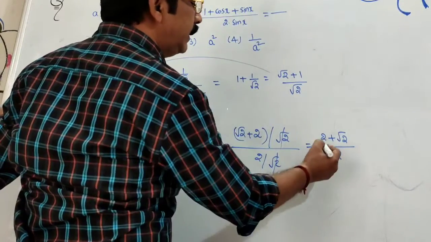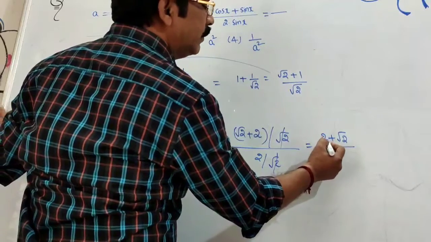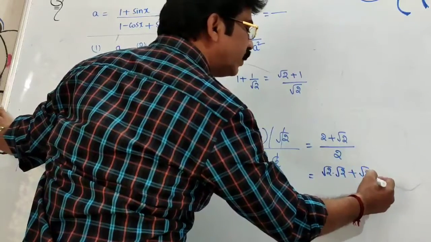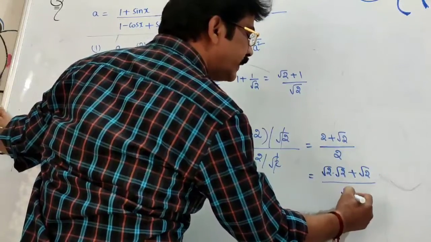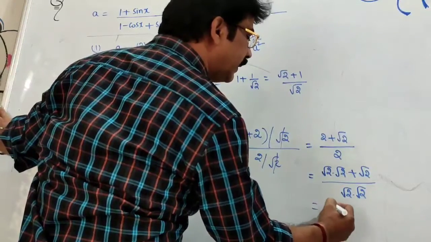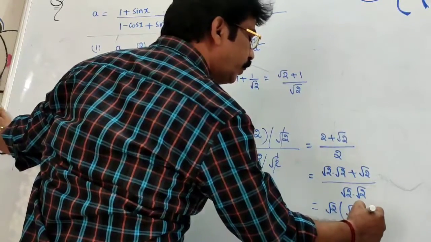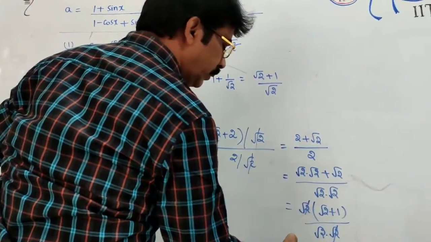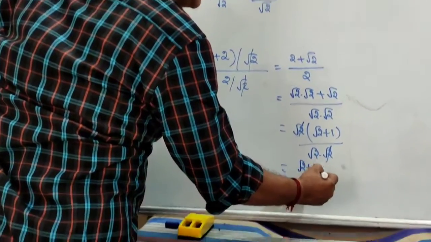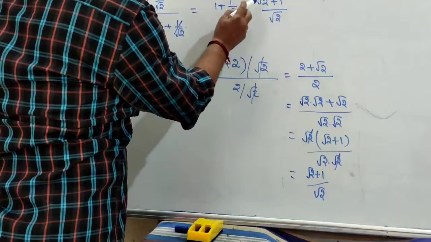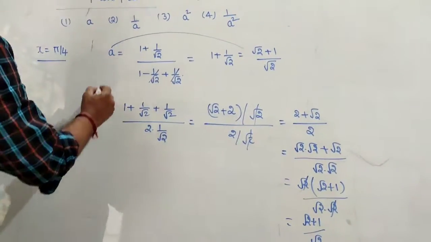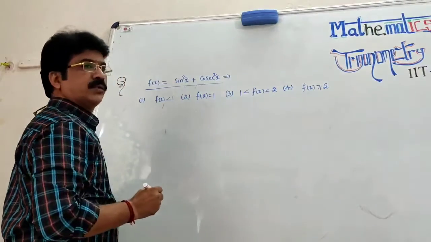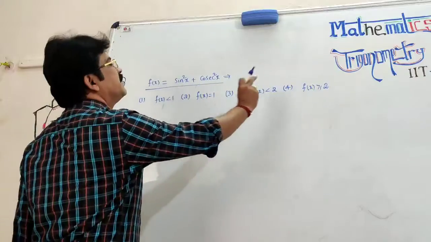So that is equal to, just simplification. So 2 can be written as root 2 into root 2 plus it is root 2. Next 2 is root 2 into root 2. So that is equal to root 2 into root 2 plus 1 divided by root 2 into root 2. Root 2 cancel. So root 2 plus 1 divided by root 2. It is same as a. So therefore the first option is right. Hence the problem. If f of x equal to sin square x plus cosecant square x, then which option is right?